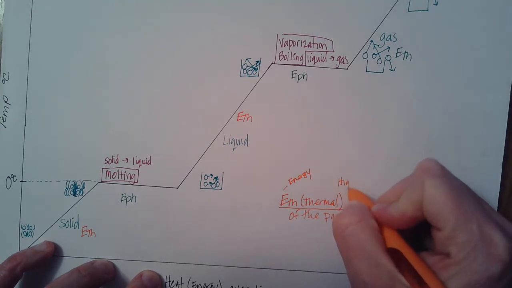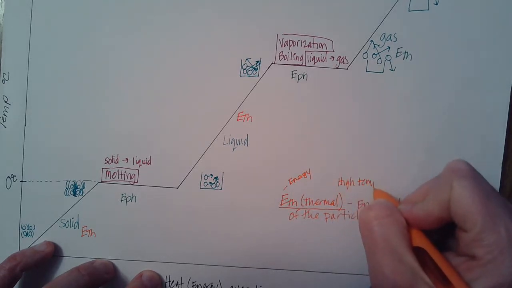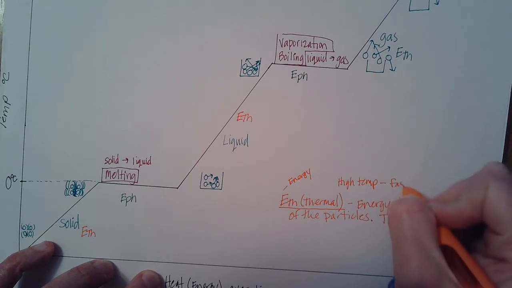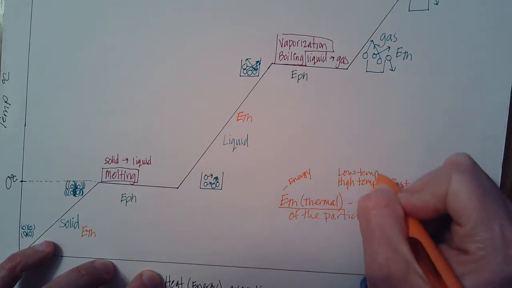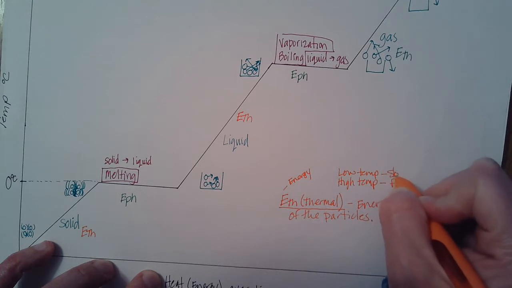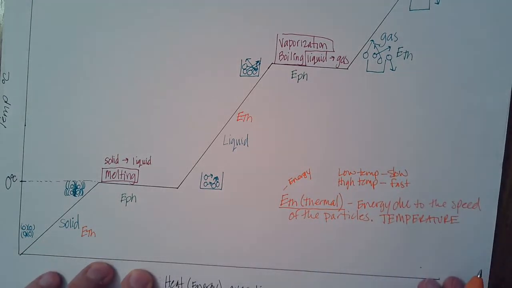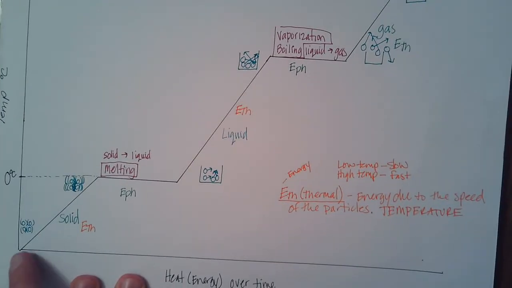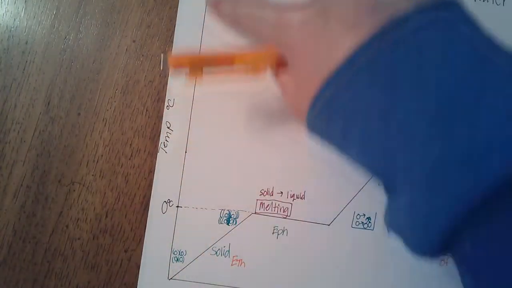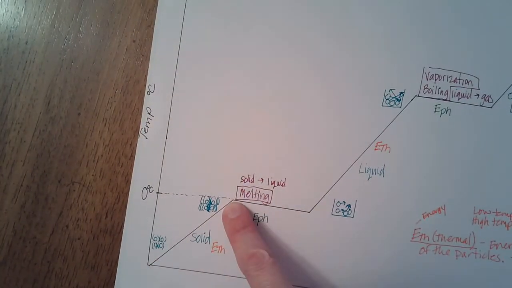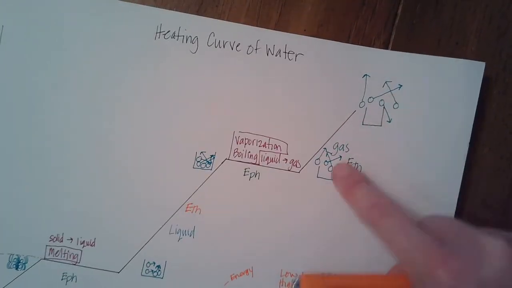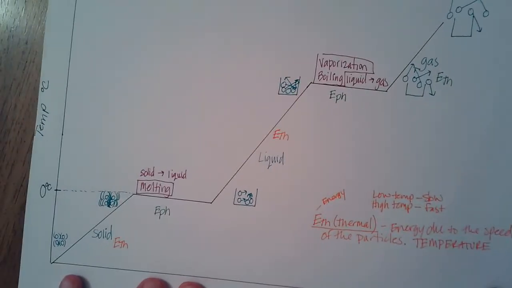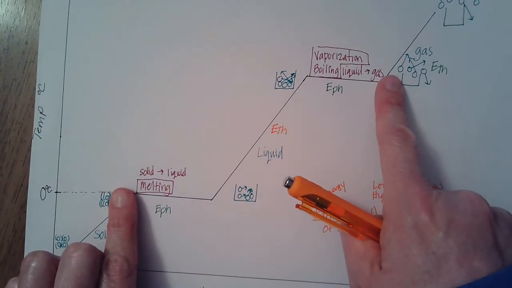So high temp, we know that as fast, and low temp, we know that as slow. Okay, fast and slow. And so here we can see, here's temperature. When it's a solid, the temperature is rising. When it's a liquid, the temperature is rising. And when it's a gas, the temperature is rising. We can see that on our graph. And we saw this in lab from here to here.